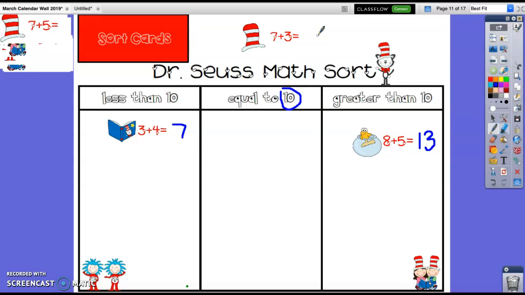And I'm going to keep counting on. I'm not going to go 7, 1, 2, 3. I'm going to count my fingers on. So I'm going to hold up my 3 fingers and I'm going to go 7, 8, 9, 10. So 7 plus 3 equals 10. Is that less than 10, greater than 10, or equal to 10? 7 plus 3 is 10, so it's going to be equal to 10. It says 10, so it's equal. It's the same number.